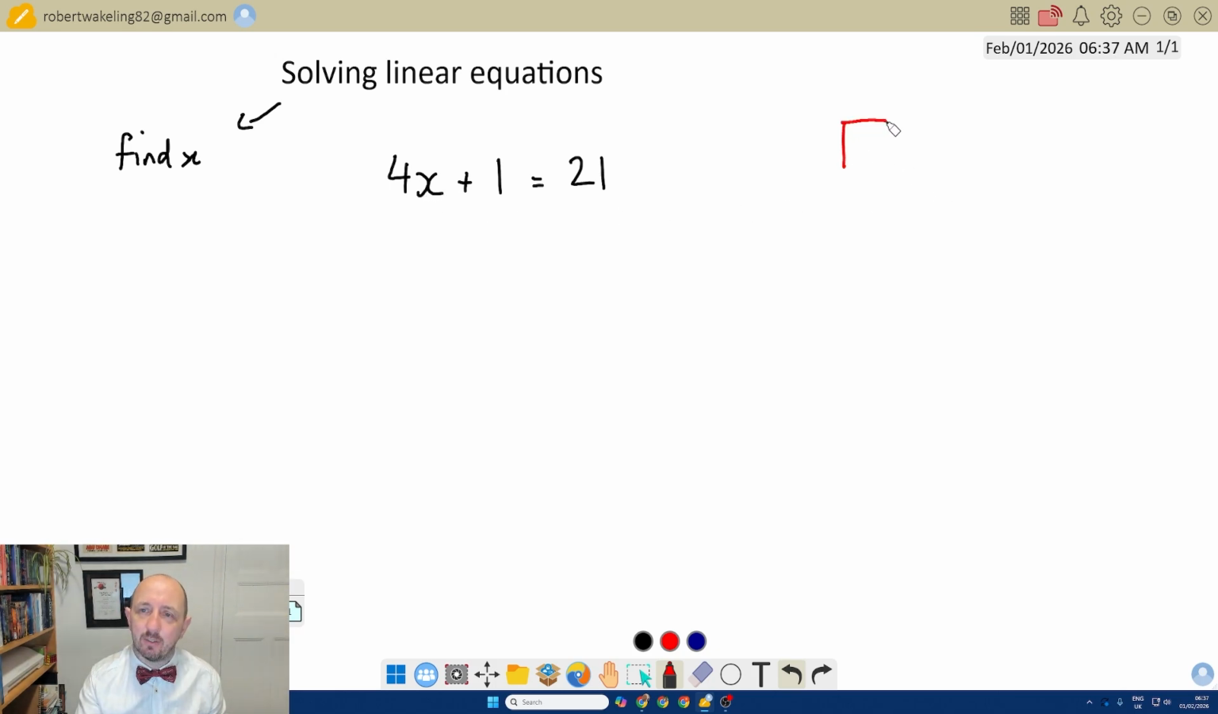If I rewrote this equation like this, 4 times x, let's just put a box there, and I said to you, think of a number that when I times by 4 and add 1, I get 21. Then your brain will tick away and it will probably come up with the right answer here, 5. Okay, 4 times 5 is 20, plus 1 is 21. Which is great. That's absolutely fine.